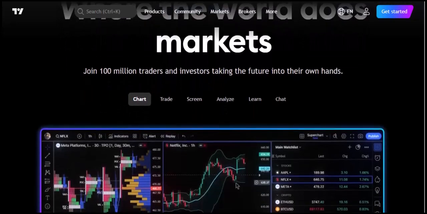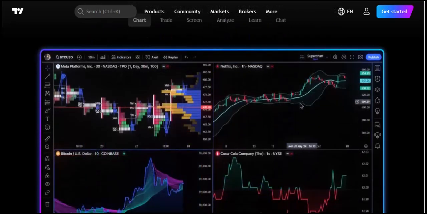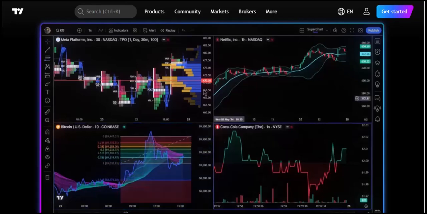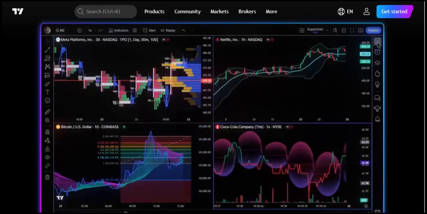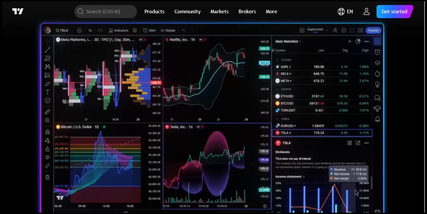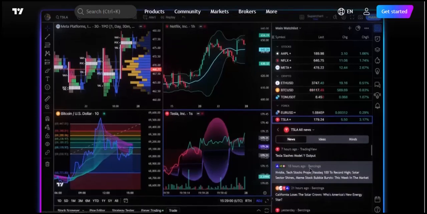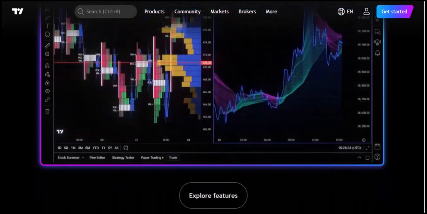Let's tackle the subscription first. TradingView has a few different plans, including a free one. The free plan is great for beginners. It gives you basic charting, 2 indicators per chart, and some alerts, but it does have ads. If you want to get more serious, you'll need to upgrade. The paid plans, like Essential, Plus, and Premium, remove the ads and unlock more powerful features.